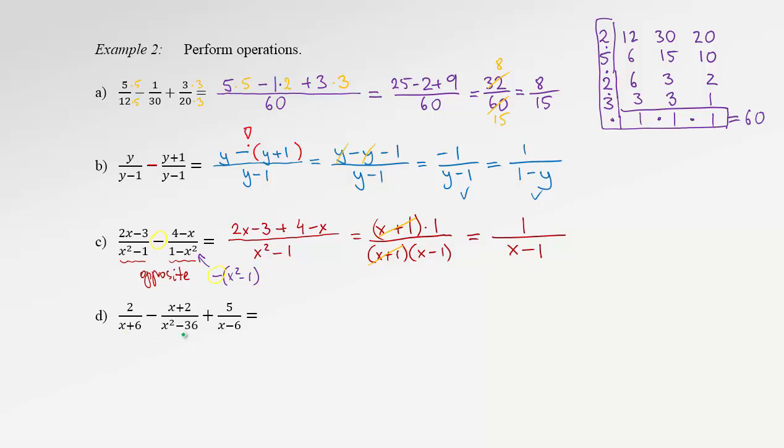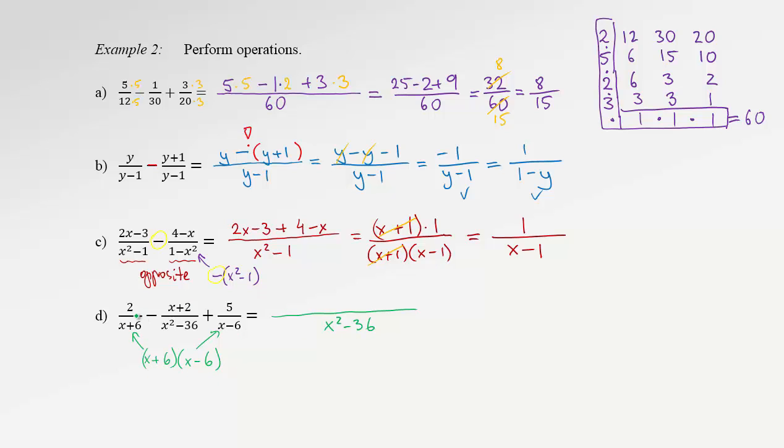In the last example we have 3 fractions to add or subtract. Let's look at their denominators. This is x plus 6, this is x minus 6, and the middle one is actually the product of the outside 2. This is really a difference of squares. It's x plus 6 times x minus 6. So that will be our common denominator. Okay, let's write it down. x squared minus 36. We can write it this way, or we could write the product of these two brackets.